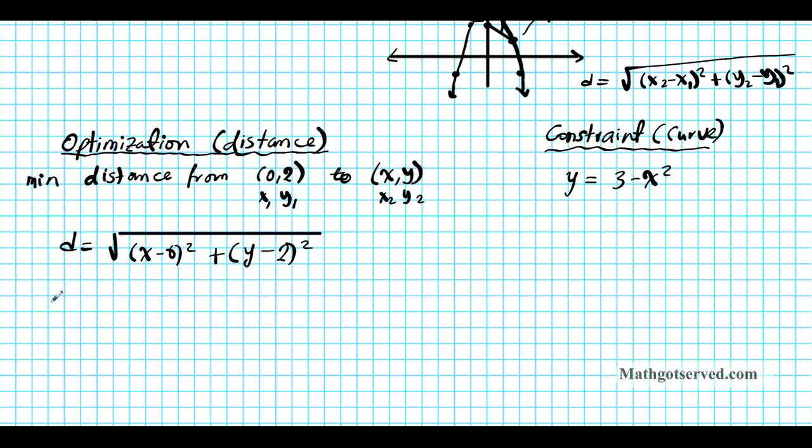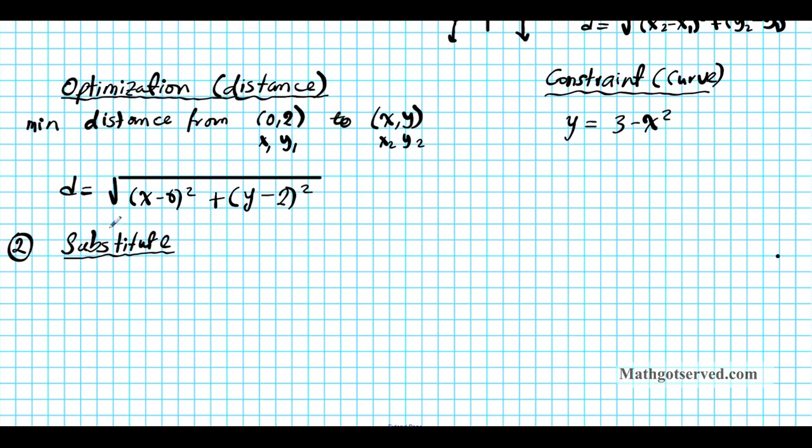Now let's shift to part 2 of the problem solving process, where we're going to make a substitution. So substitute. If you notice, our distance function is in terms of two variables, which is hard to differentiate in one dimension. So we need to make a substitution here. What kind of substitution can we make so that this distance function can be expressed in terms of one variable? You see this constraint, that's the beauty of the constraint function. Y equals 3 minus x squared. So let's substitute that into our distance formula.